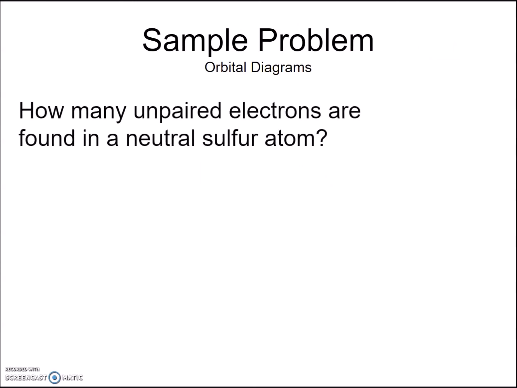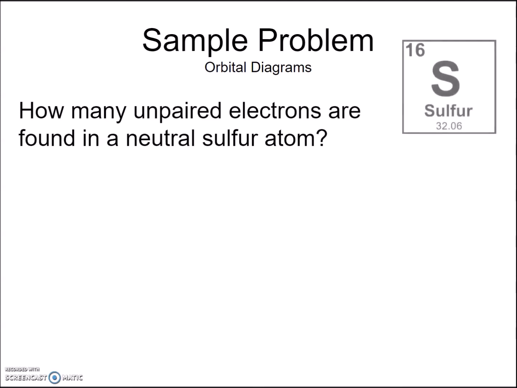How many unpaired electrons are found in a neutral sulfur atom? Now, the reason I'm asking you about unpaired electrons here is because it requires you to draw a good orbital diagram before you can answer the question of how many unpaired electrons there are. Let's start by looking on the periodic table. You've got to know how many electrons we're dealing with first.